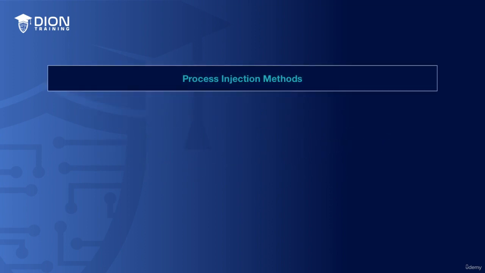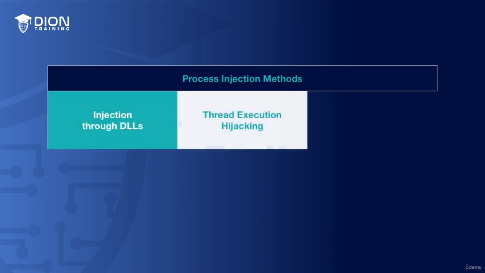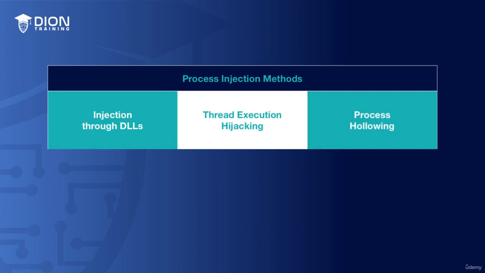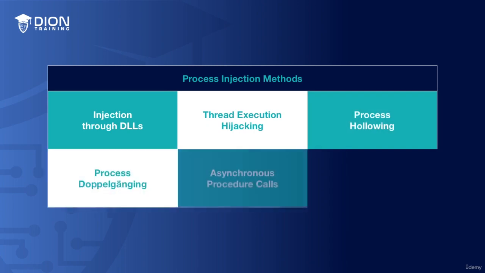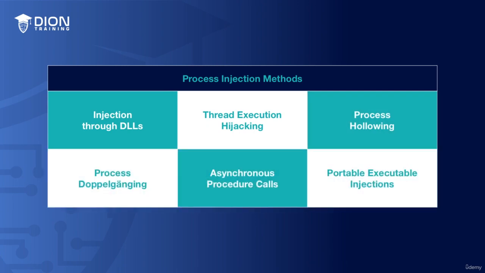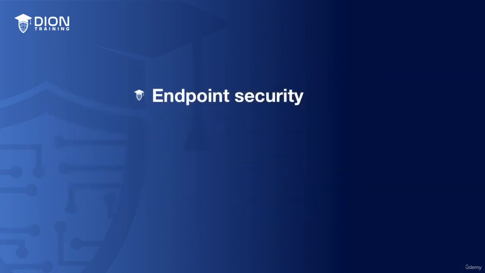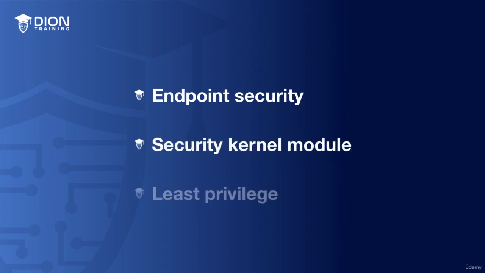Now, there are many different ways to inject code into a process. Many of these will abuse legitimate functionalities as well. This includes injection through DLLs, thread execution hijacking, process hollowing, process doppelganging, asynchronous procedure calls, and portable execution injections. To mitigate against process injections, you should use endpoint security solutions that are configured to block common sequences of attack behavior. You can utilize a security kernel module, and you can utilize the practice of least privilege.